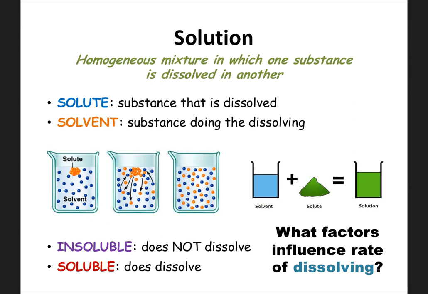And just remember a couple terms here. Insoluble is when something does not dissolve, and soluble is when something does dissolve. We did look at different factors that affect the rate of something dissolving. Remember, we're not talking about something that does not dissolve. How can we make it dissolve? No, what we're talking about here is if we have something that dissolves, it's soluble. How can we make it dissolve faster?